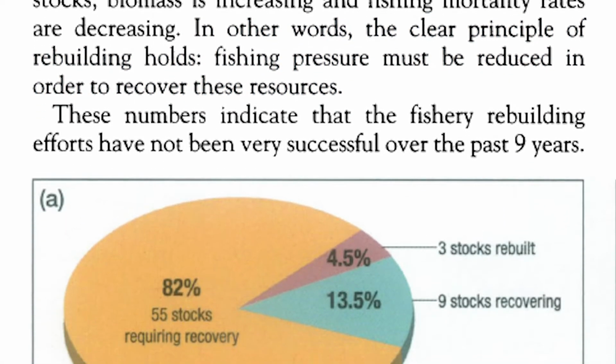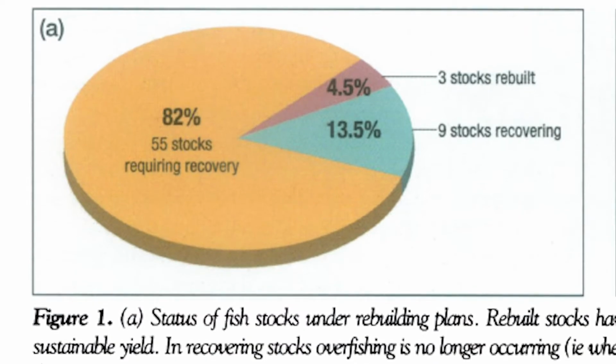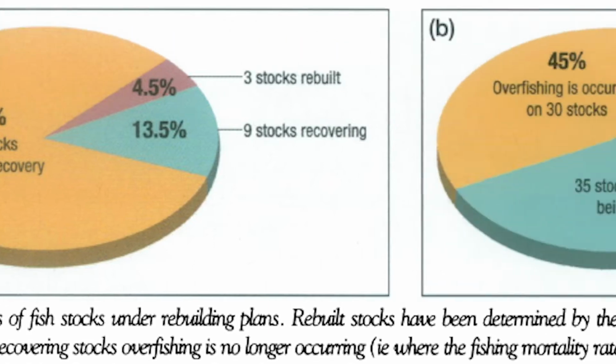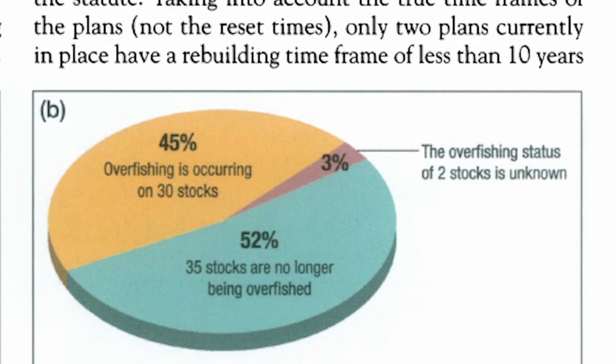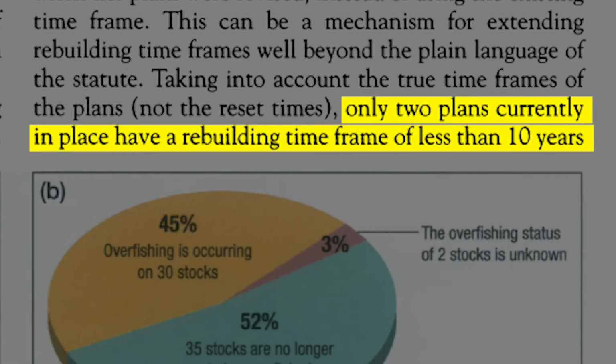Figure 1 shows the effectiveness of these recovery plans, where A displays the status of fish stocks under rebuilding plans, where 82% of stocks still require recovery, 13.5% are still recovering, and only 4.5% have been rebuilt. B demonstrates the status of fishing pressure for fish stocks under rebuilding plans, where in 45%, overfishing is still occurring, 52% are no longer being overfished, and 3% are unknown. And only 2 plans currently in place have a rebuilding time frame of less than 10 years.